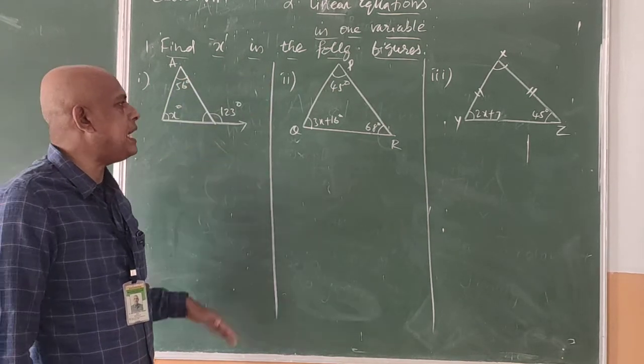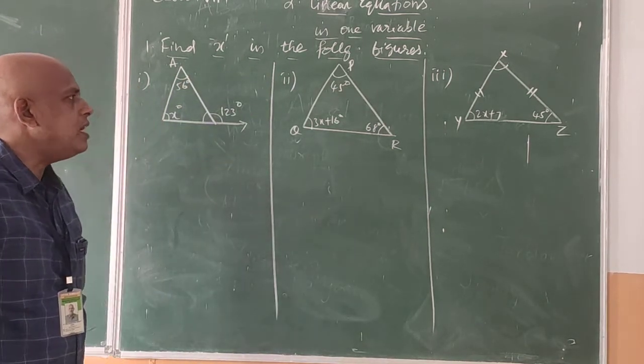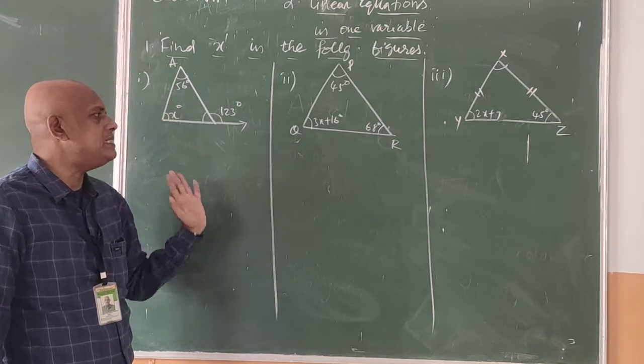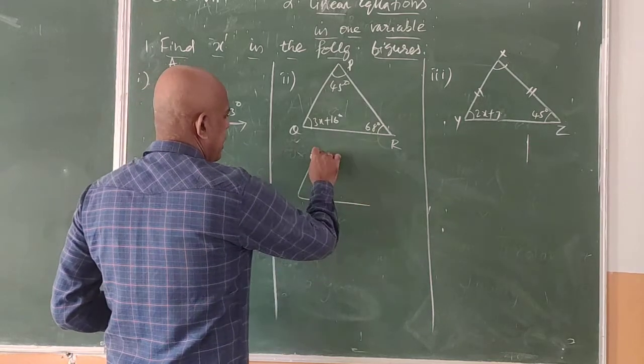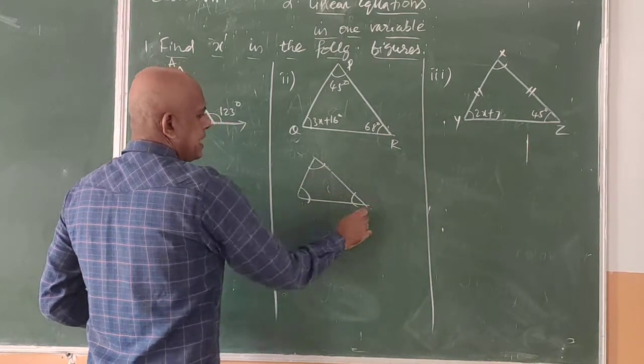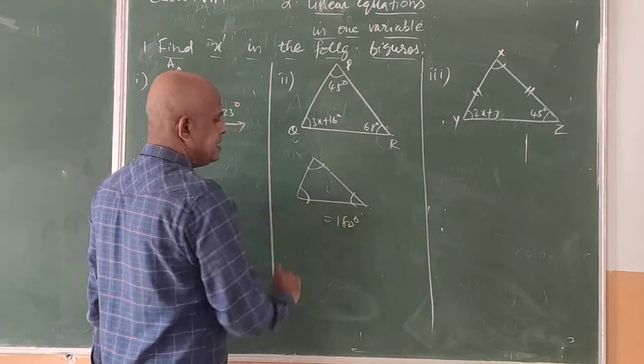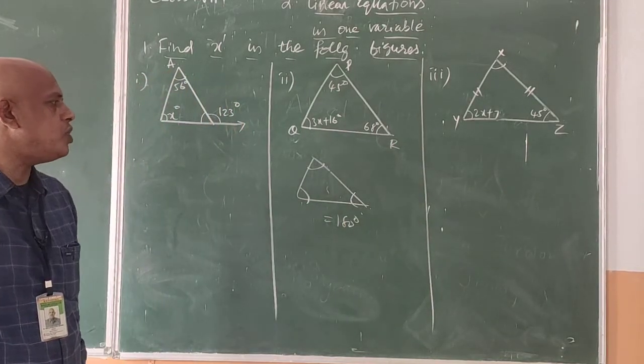Here they have given triangles. Already we know the angle sum property: the sum of three angles of any triangle is equal to 180 degrees. Any triangle you take, angles 1, 2, 3, the sum of three angles of any triangle is equal to 180 degrees. This is the concept. Based on this concept, we are going to solve the problem.